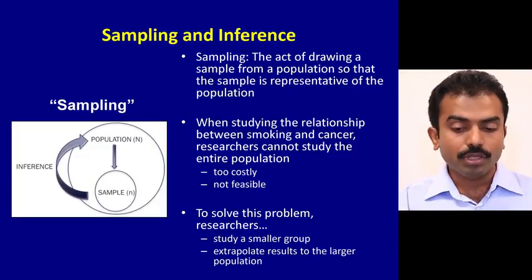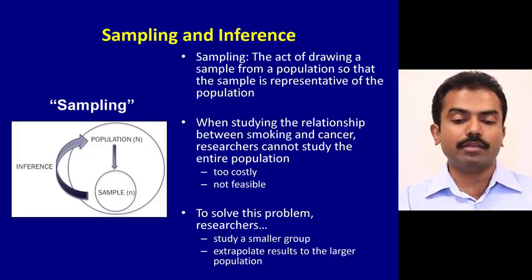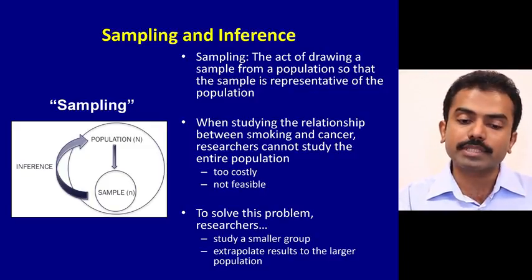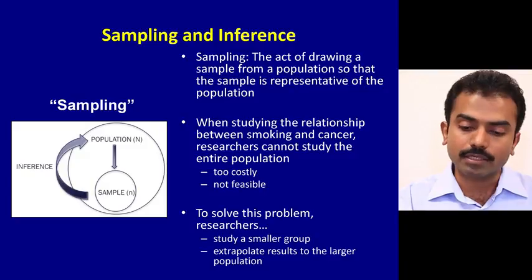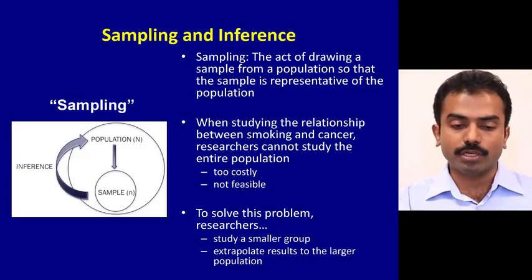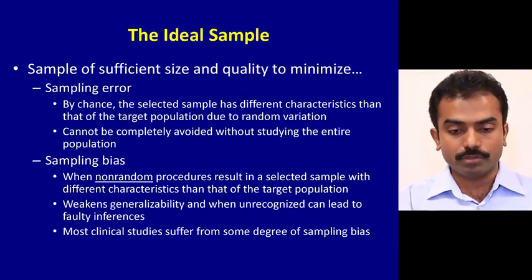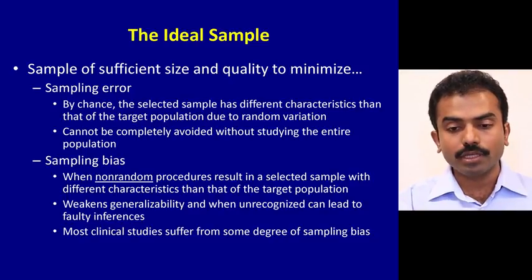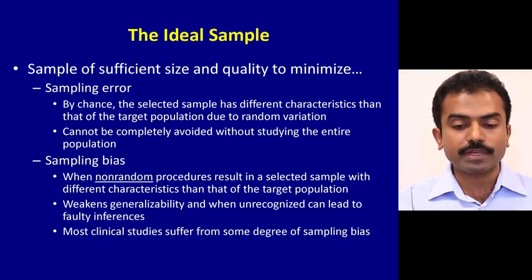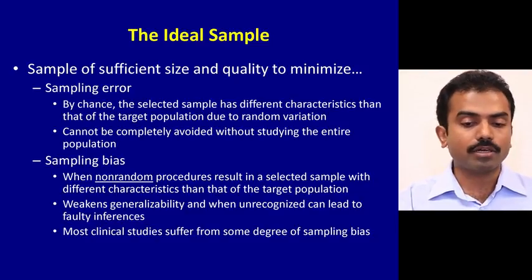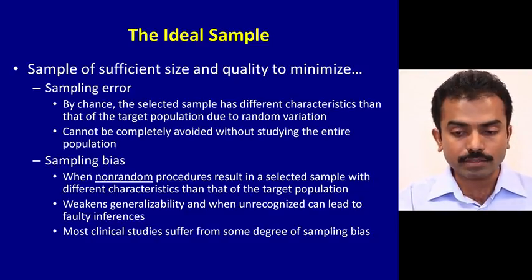So how do we sample in such a way that the results we get out of the sample are representative and can be extrapolated to the larger population? That process is called sampling. And what are the characteristics of a sample? One of the discussions is that the sample should be of sufficient size. I'm not going to discuss here the rationale and how to calculate sample size. That is a topic of another presentation.